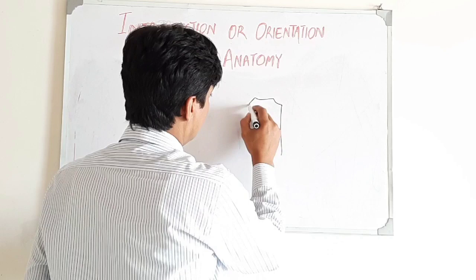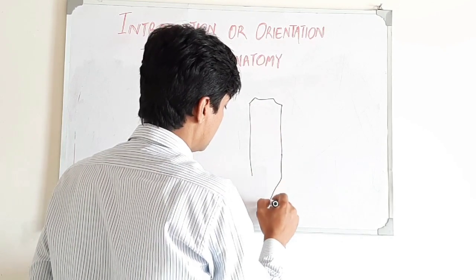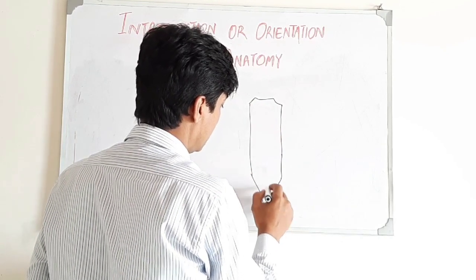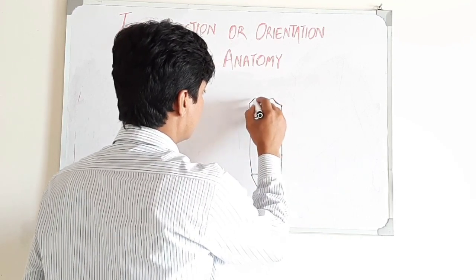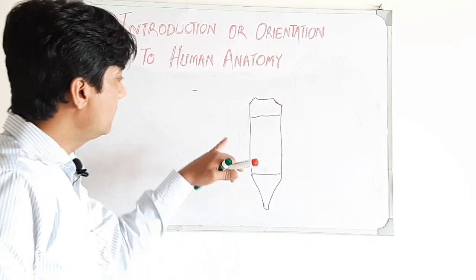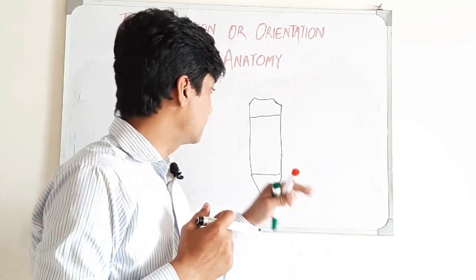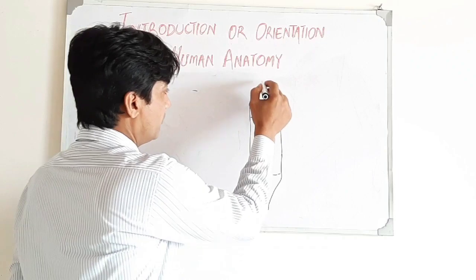This is the sternum. This is the xiphoid process. Here is the angle of Lewis. This is the sternum. Sternum is always in the midline position. This is the midline position.